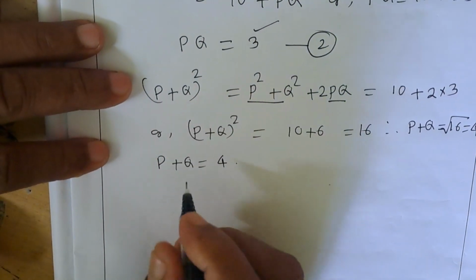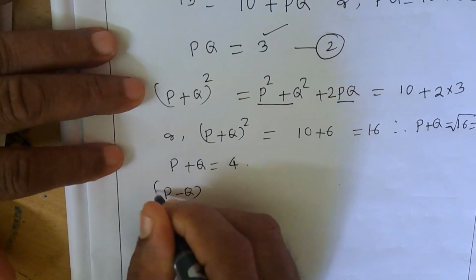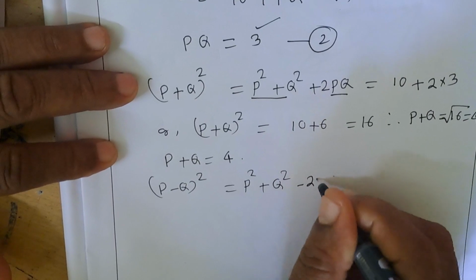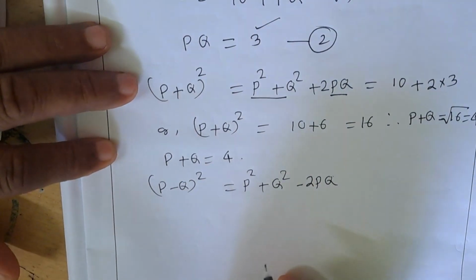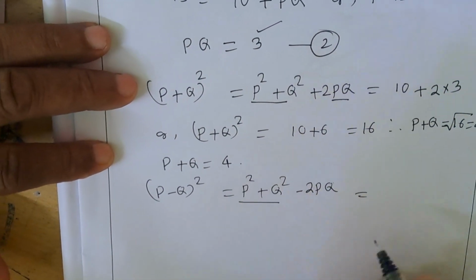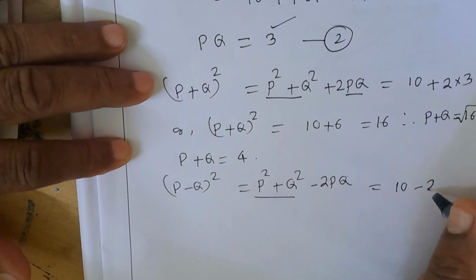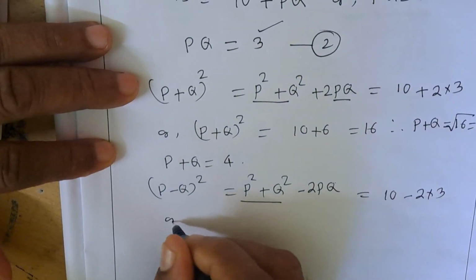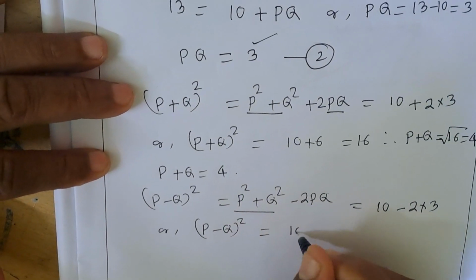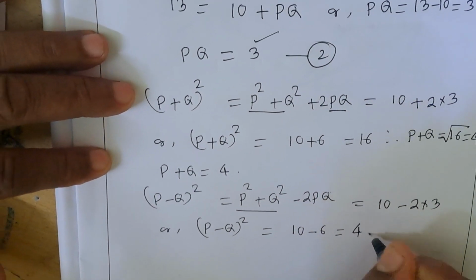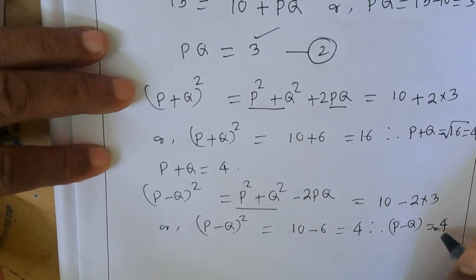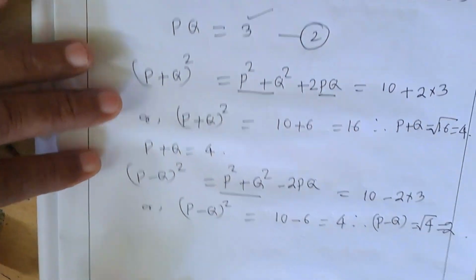Again, you know that p minus q whole square is equal to p square plus q square minus 2pq. Then putting these values here, p square plus q square is equal to 10 minus 2 into 3, or p minus q whole square is equal to 10 minus 6 is equal to 4. Therefore, p minus q is equal to root over 4 is equal to 2.